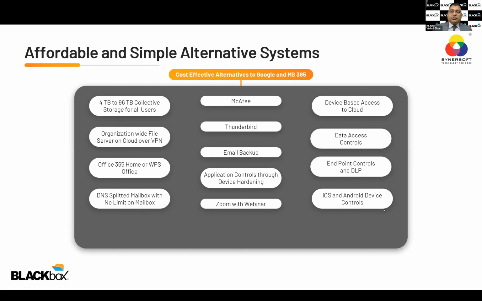We can use Thunderbird to save the cost of Outlook. We can use email backup systems, which are cost effective. We will see that in the demonstration. Then we can use device hardening for application controls, data access controls, device-based access to the cloud. Then we can use device hardening for endpoint controls also.